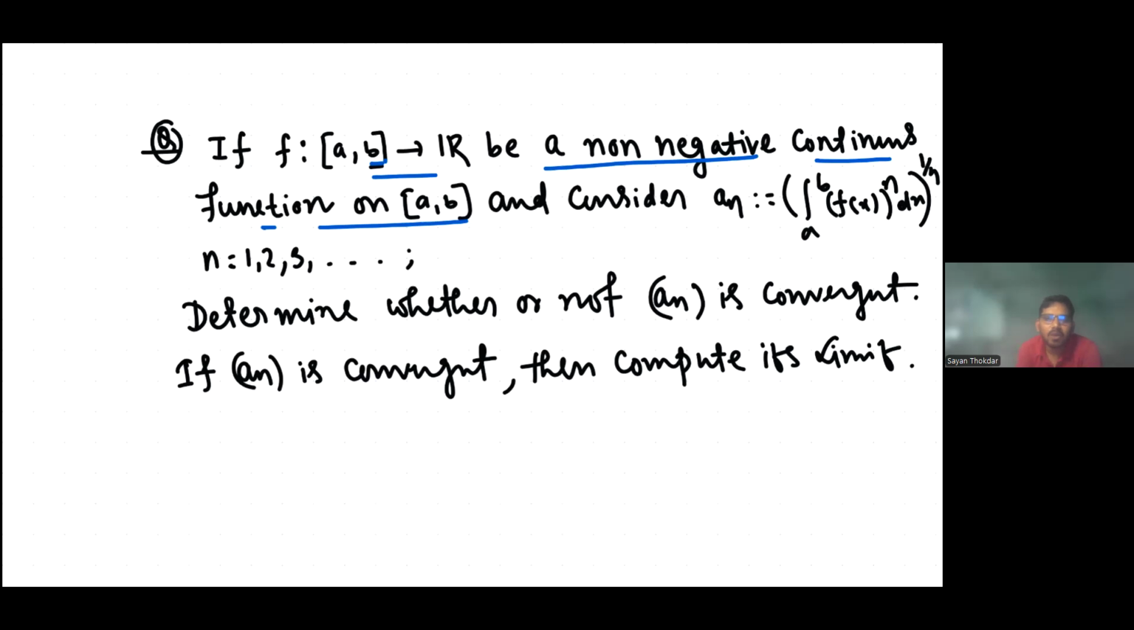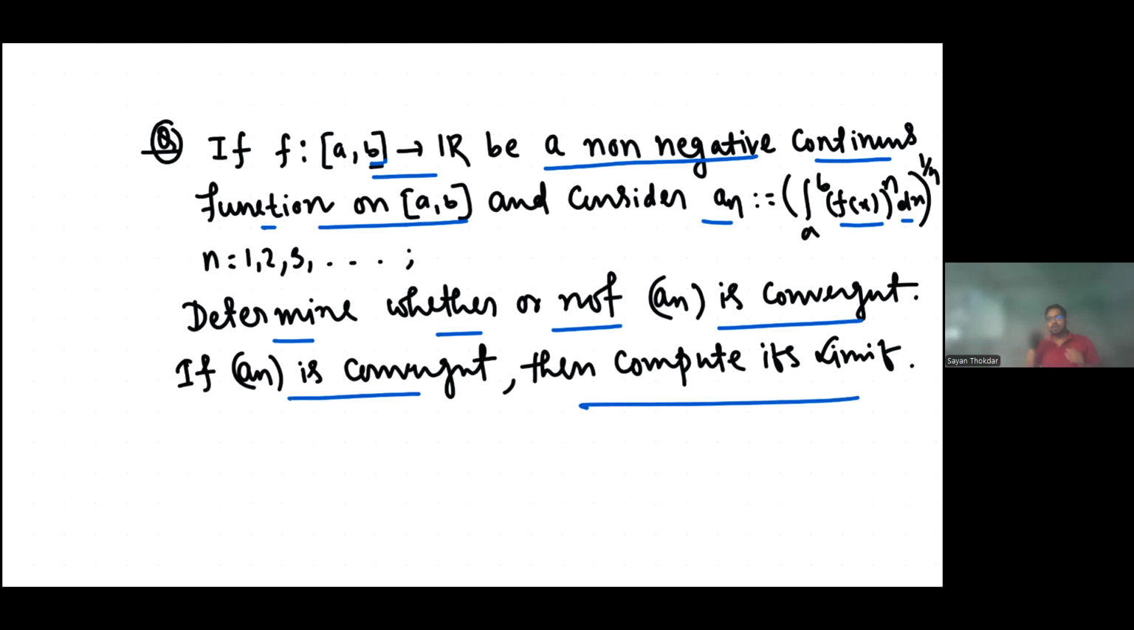Now consider a sequence a_n, constructed with the help of f. The sequence is given by a_n = (the integral from a to b of f(x)^n dx) whole to the power 1/n. The question is: determine whether or not a_n is convergent. If a_n is convergent, then compute its limit. There are two questions. Is the question clear?